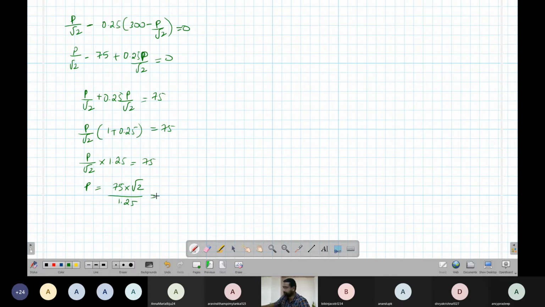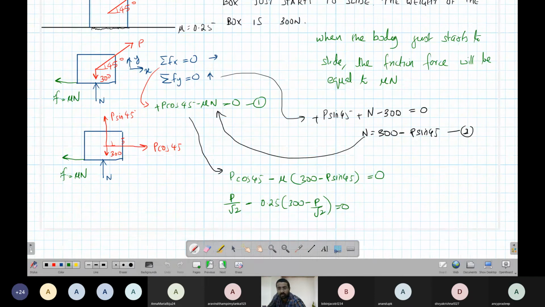So what is the value? 75 times root 2 upon 1.25. 84.84. So this is the value of P. Okay. So I hope this question is clear.